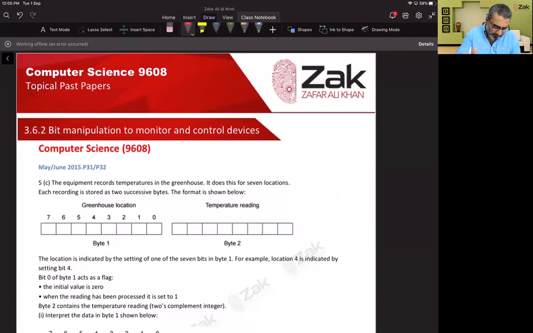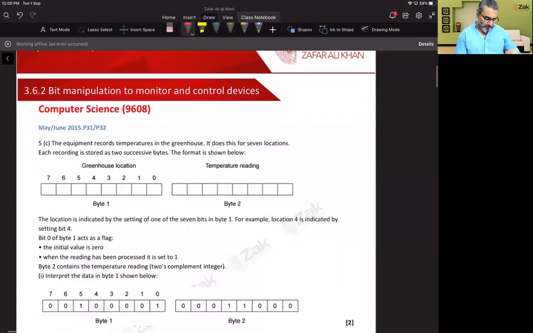The equipment records temperature in the greenhouse. It does this for 7 locations. Each recording is stored as 2 successive bytes. This is May/June 2015, P31 and P32. The format is shown below: greenhouse location 0, 1, 2, 3, 4, 5, 6, 7, and the temperature reading in byte 2. The location is indicated by the setting of one of the 7 bits in byte 1. For example, location 4 is indicated by setting bit 4.